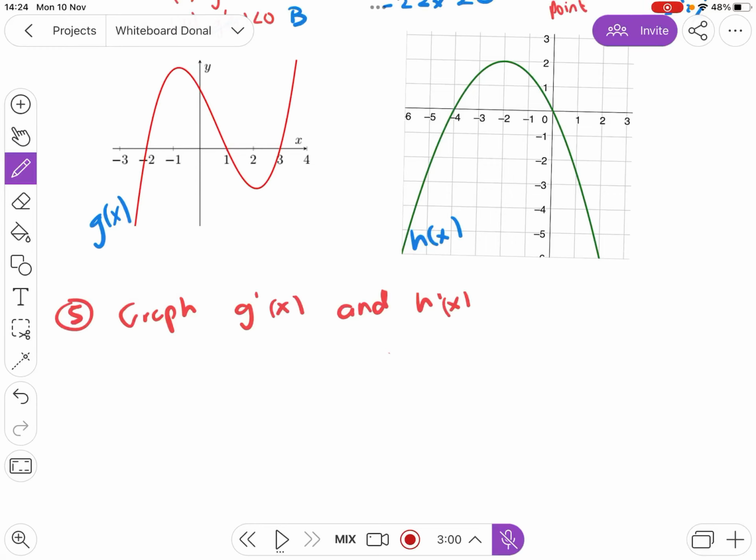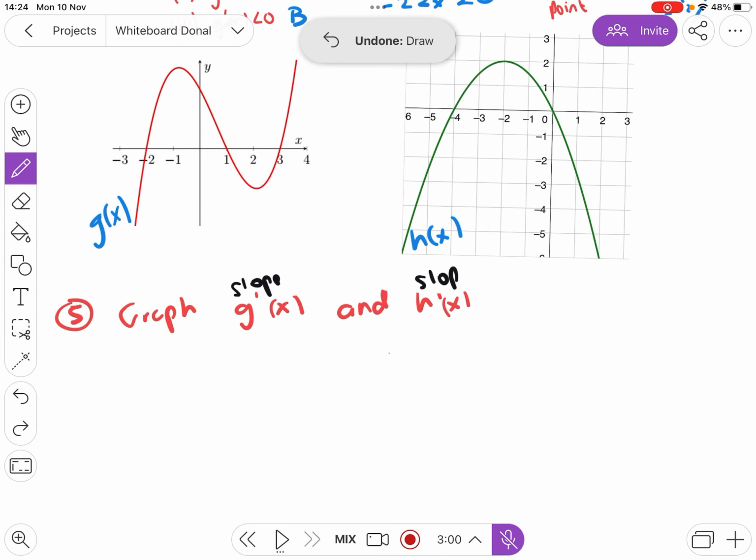Our last question in our graphs in calculus is to graph the first differentiate of g of x and the first differentiate of h of x. Now remember, this is the slope of g of x and the slope of h of x. When we say g of x, that is a function of y in terms of x. So we have an x and a y function, whereas here we're going to have slope and x. That's what our function is going to be instead.